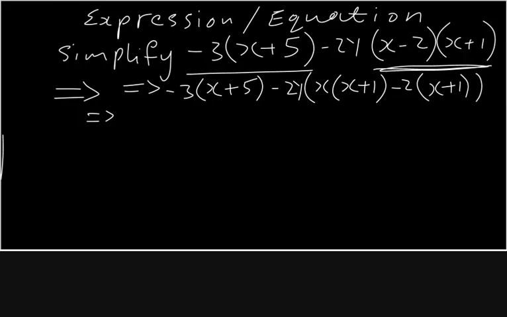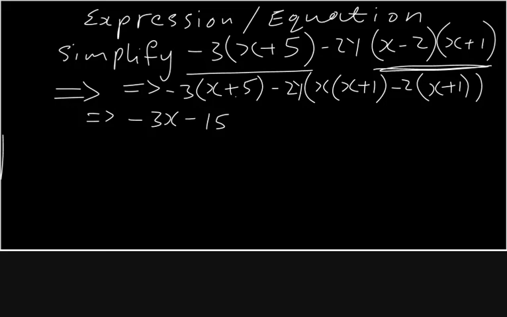So here now, I can open this bracket. This negative 3 times x will give us negative 3x. Negative 3 times 5 is going to give us negative 15. Remember, minus times plus is minus. Minus 3 times plus 5 is going to give us minus 15. Very, very important.